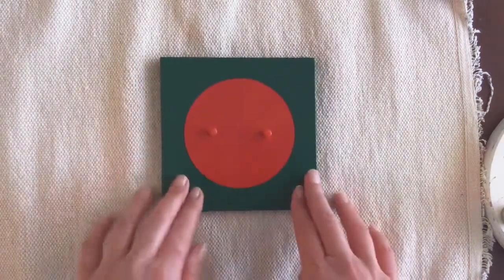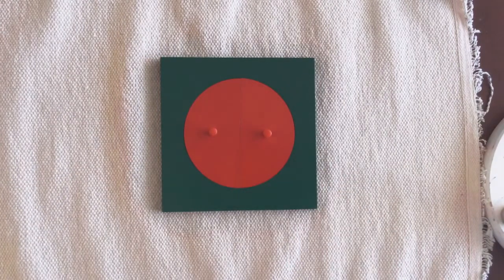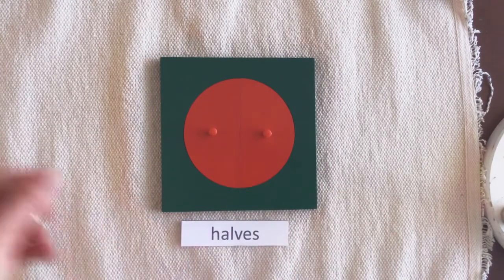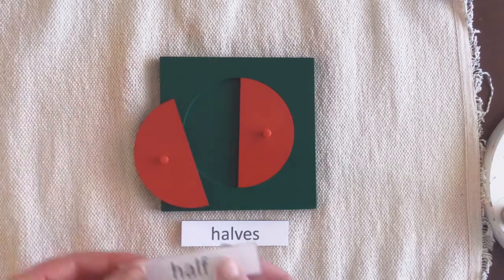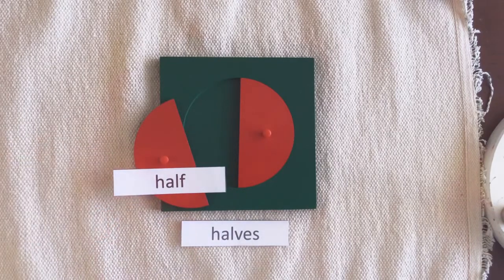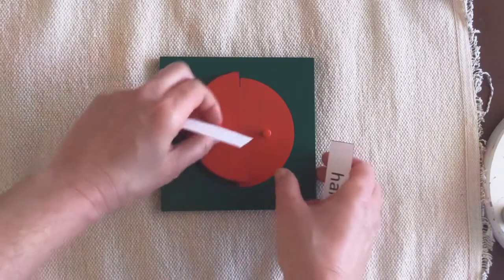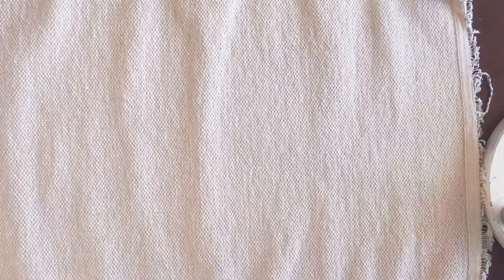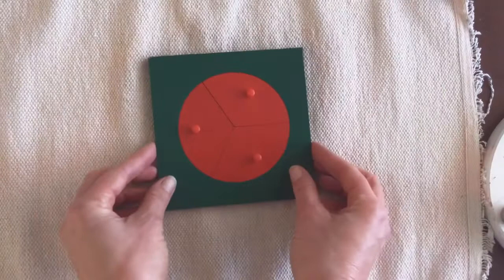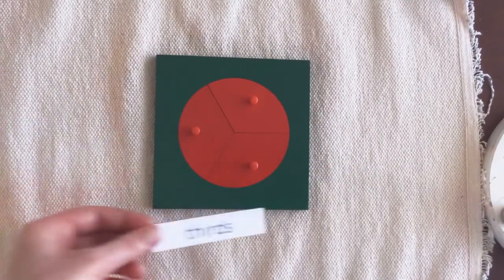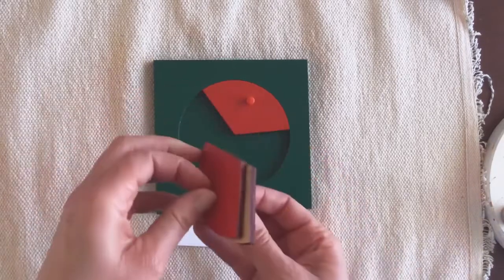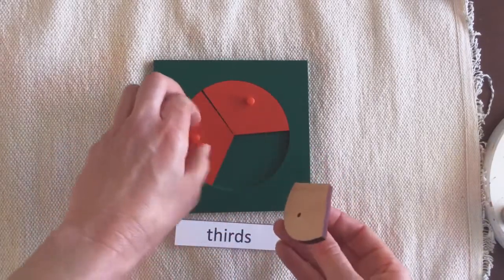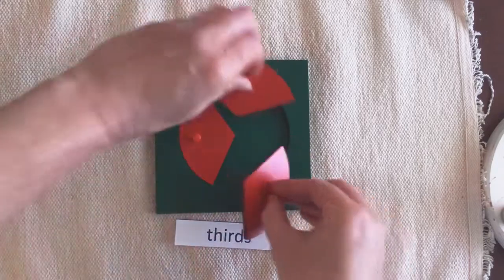And this fraction family we already met. These are called halves. And if we take just one of them, that is half. Okay, let's keep going. Our next fraction family is thirds. Okay, and we can see that it's been divided up into 3 equal parts.